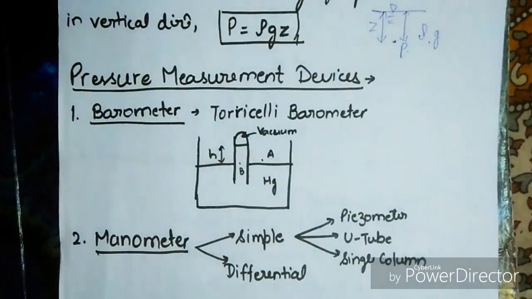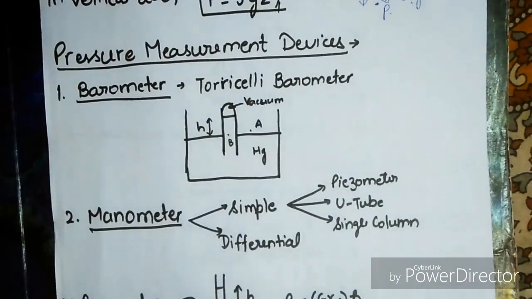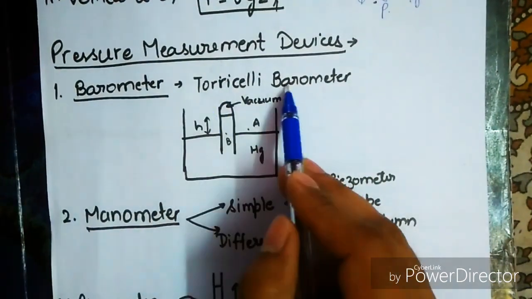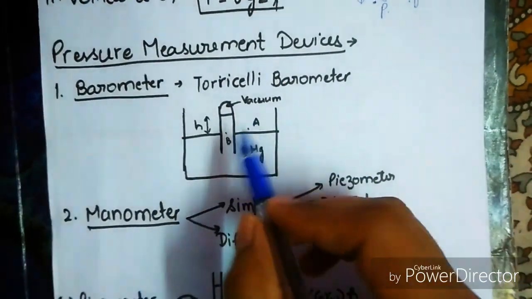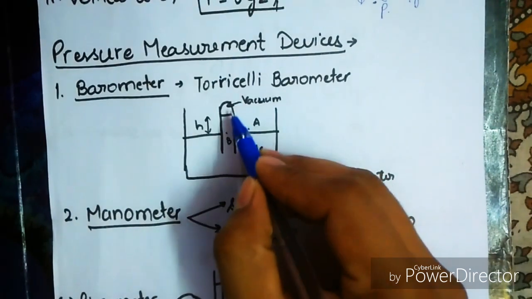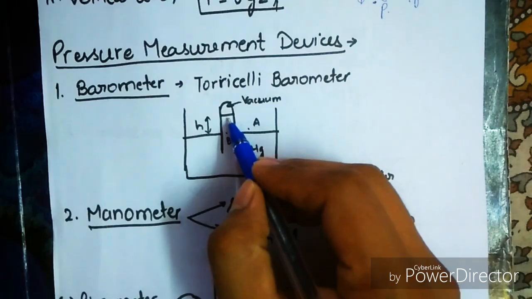Now the pressure measurement devices: we have different devices here like barometer and manometer. Barometer is just a simple instrument. We call it the Torricelli barometer. We can see it here. This is the case of the barometer. We are having a U-tube here. Okay, this is vacuum filled and this is the rise of the liquid.